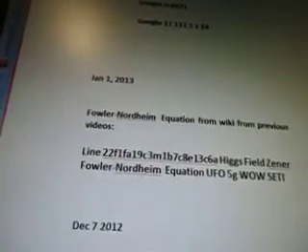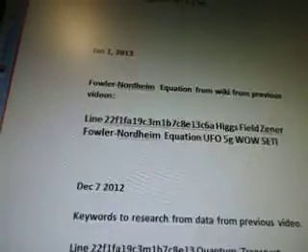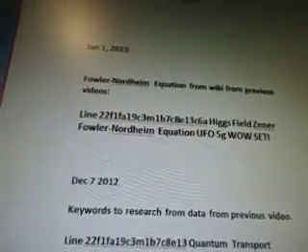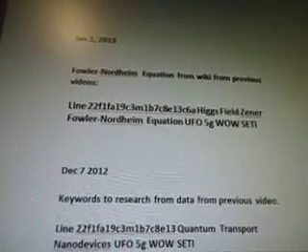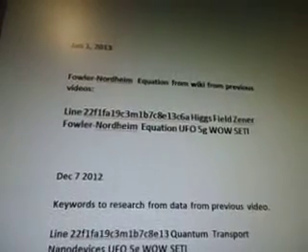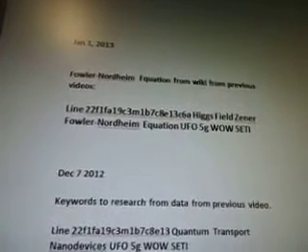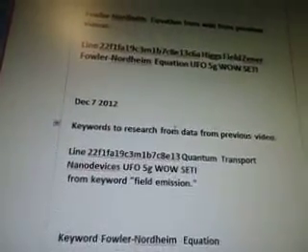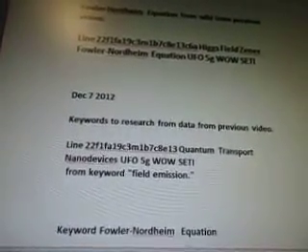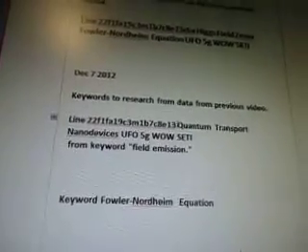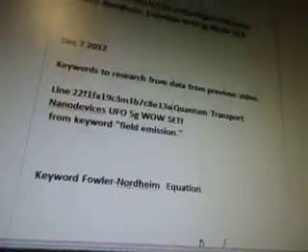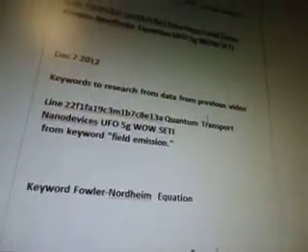Okay, January 1st, 2013. Today's January 3rd. The Fowler-Nordheim equation from the wiki from the previous video is line 22f1fa19c3m1b7c8e13c6a Higgs field Zener Fowler-Nordheim equation UFO 5G Wow Seti. The original keyword came from the December 7th, 2012 video. Line 22f1fa19c3m1b7c8e13a Quantum Transport Nanodevices UFO 5G Wow Seti, and it came from the keyword field emission.